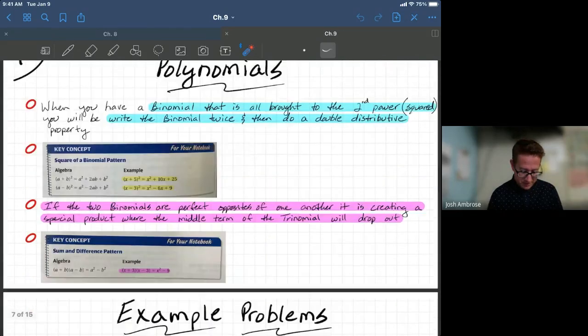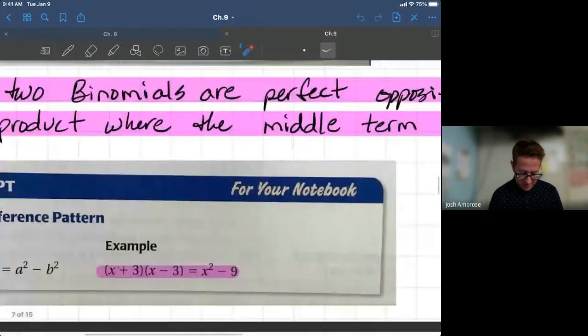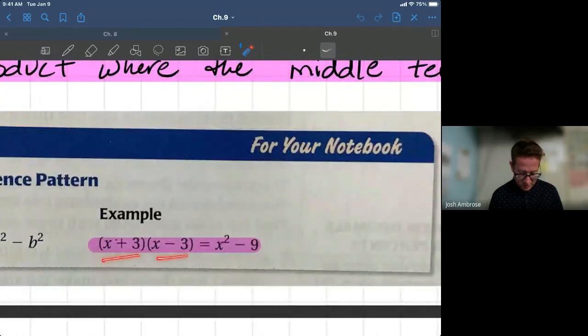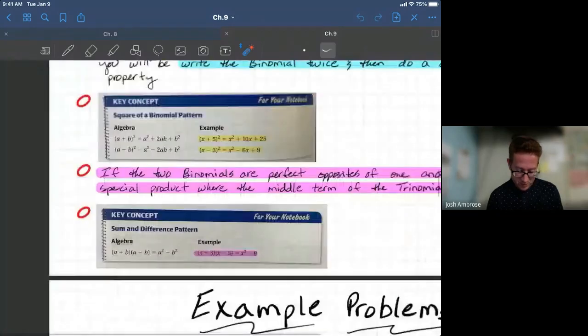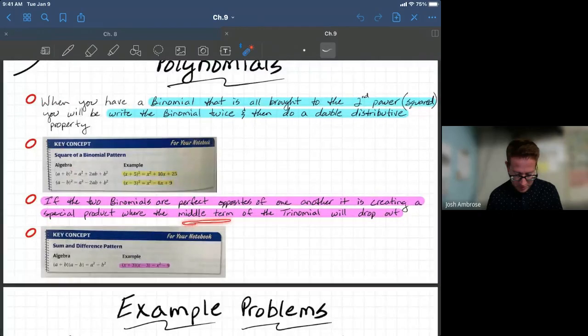And then you may have a different situation, or maybe you have two binomials that are perfect opposites. And here's what I mean by that. Look at this. We have two binomials. And by perfect opposites, I mean we got a plus sign, we got a minus sign. But inside of it, this is all the same. So a perfect opposite here with a plus and a minus, but everything else matches up. If that is the case, then what's going to happen is it's a special product where the middle term of the trinomial will drop out.